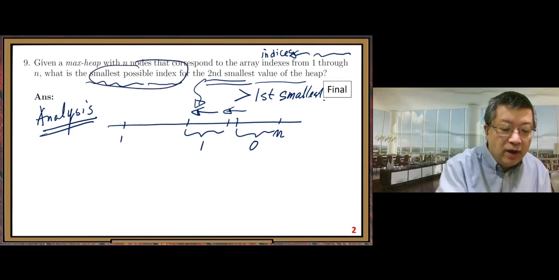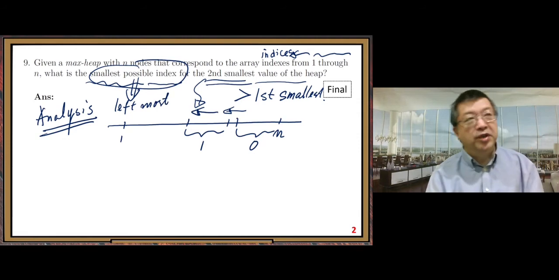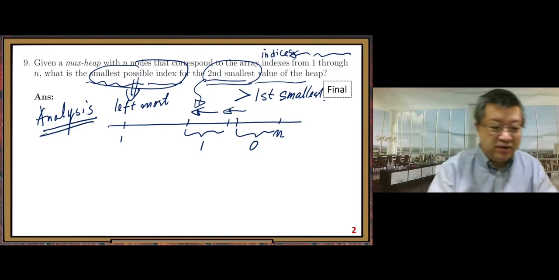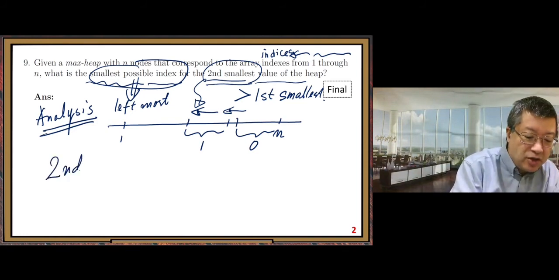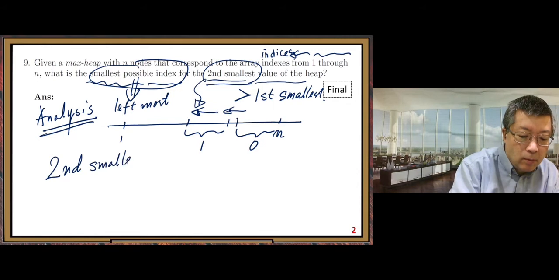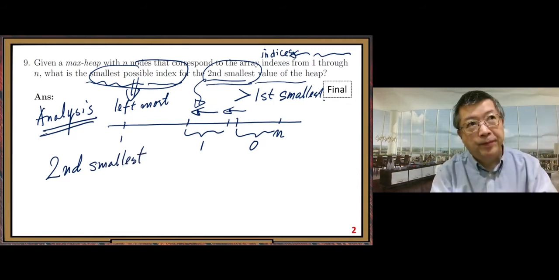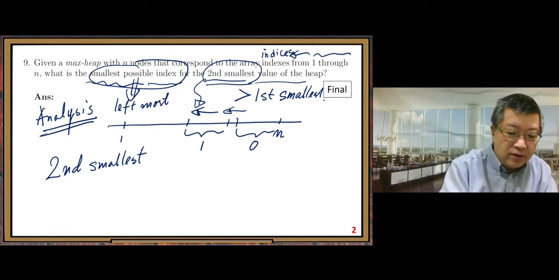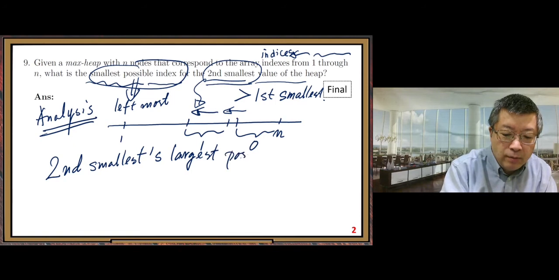Smallest possible, smallest means leftmost position, okay? But second smallest. All right, second smallest. So here, the key is the second smallest. Largest possible height for the second. So it's largest possible height.